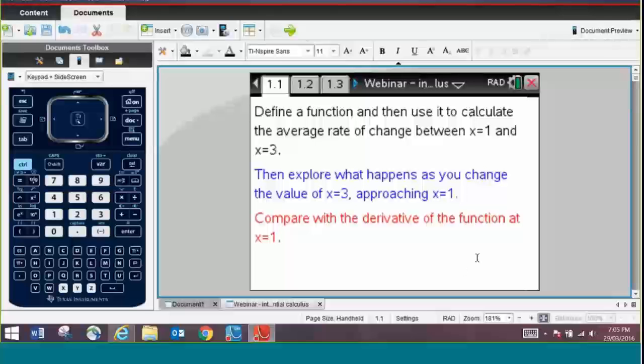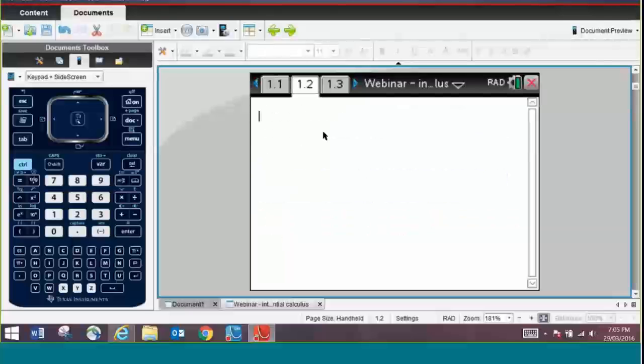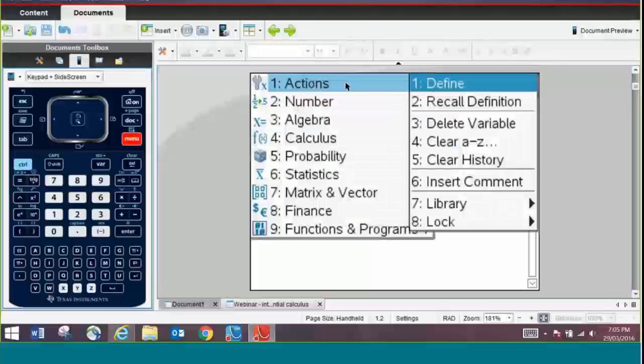So I'm going to look at this in a couple of ways on the TI Nspire. The first way I'm going to do it is through a calculate page, and then I'll also do it through the graph page. And depending on the type of students you have, whether they're visual learners or not, one of these might be quite appealing to you to try. So I'm going to define a function, so I'm opening up a calculate page here, and I can define a function through menu, actions, define.